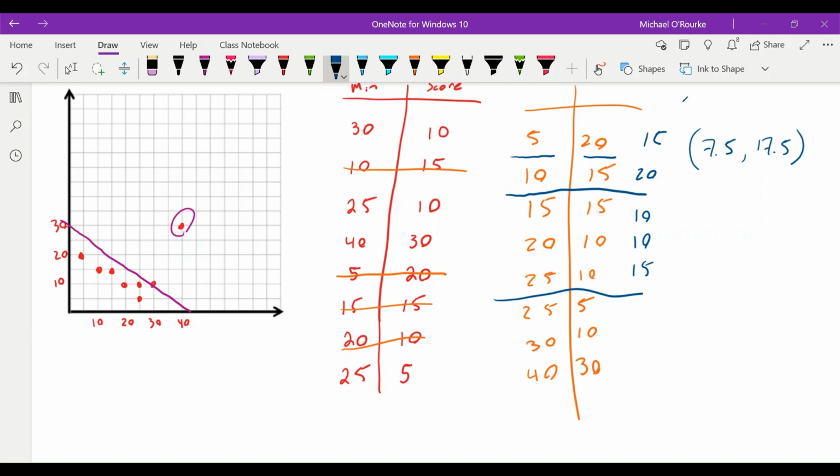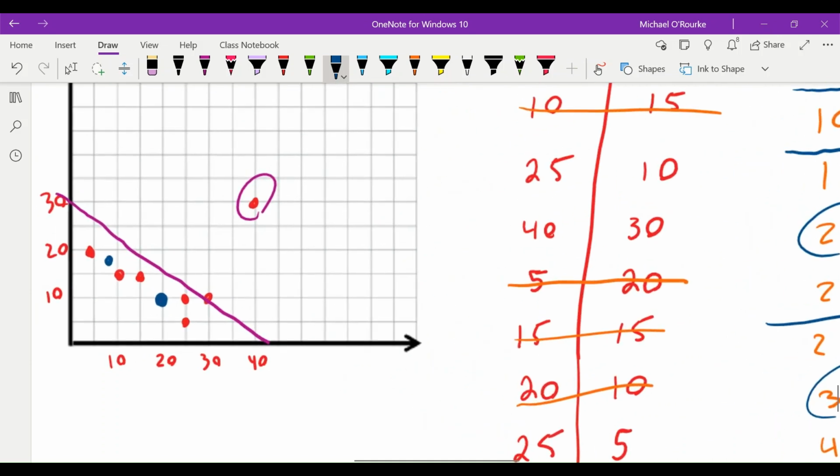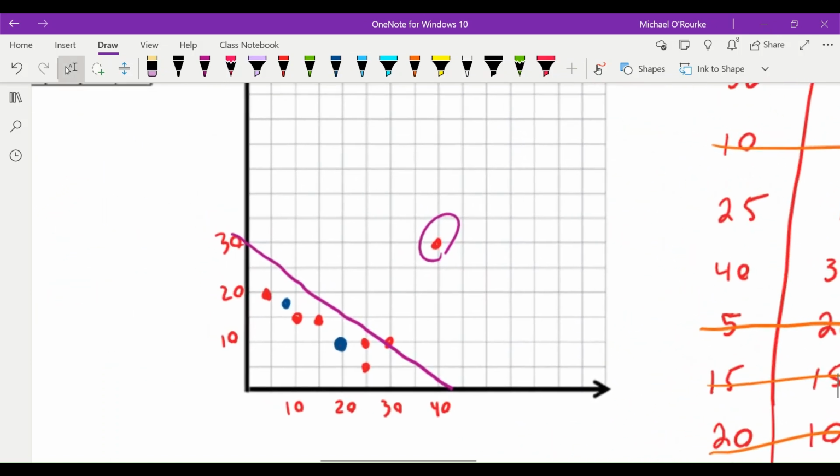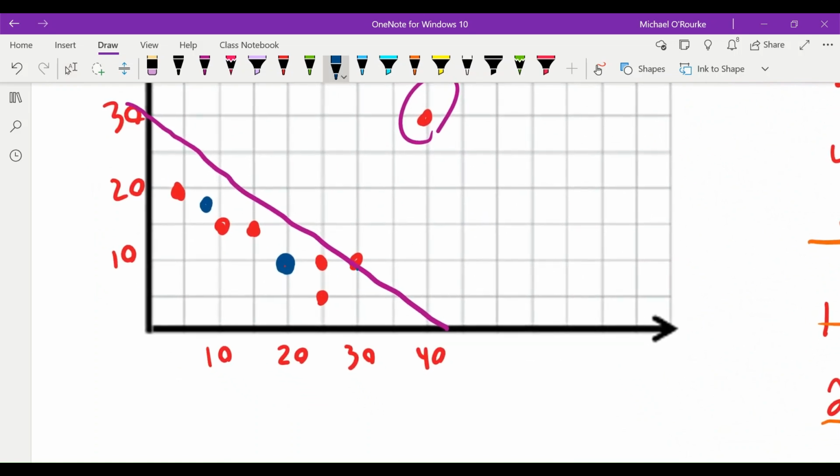Remember, I add them up and then divide by 2. Now these ones here are going to be 20 and 10, 20 and 10. This one here is going to be 30 and 10. So now when I go to do this, I can go 7.5, 17.5. We're about there. 20 and 10 is right here. And 30 and 10 was my last one, right? 30 and 10 is right here.